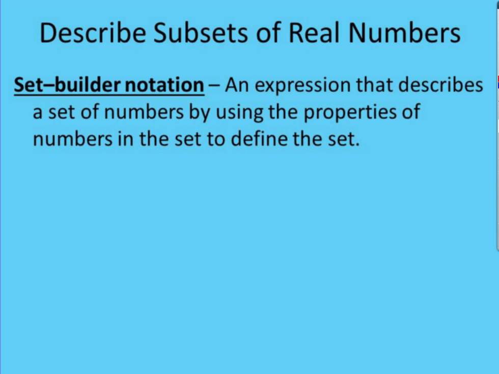So there are two different types of ways we can write about sets of values. The first way is set builder notation. This is an expression that describes a set of numbers by using the properties of the numbers in the set to define the set.